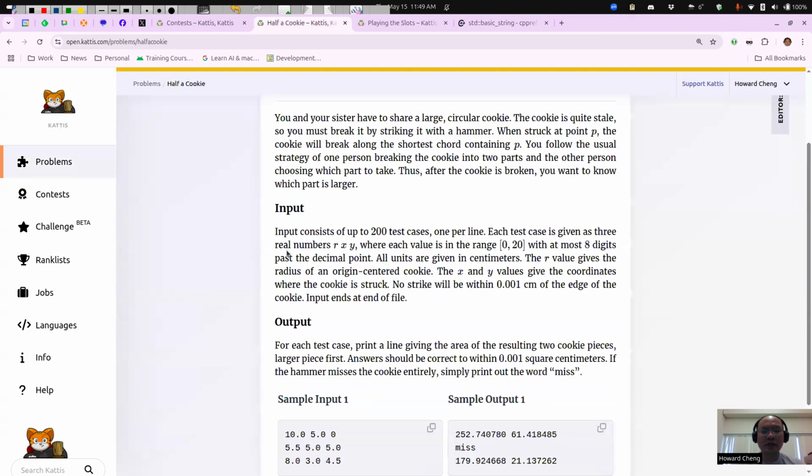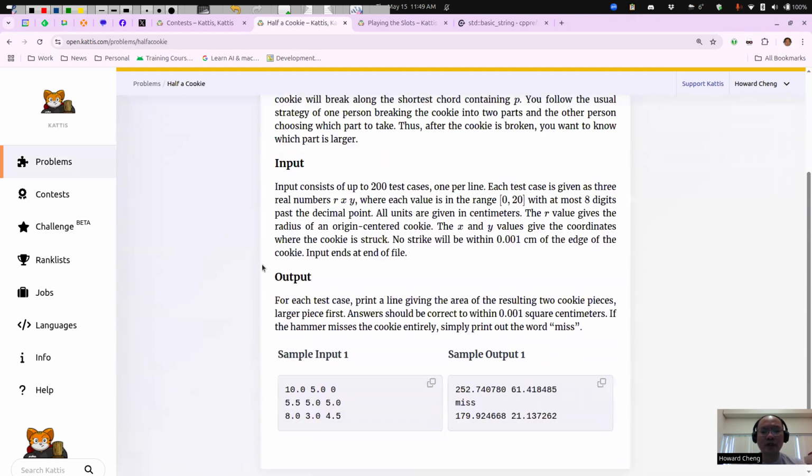Okay, next one. Now this time you cannot avoid floating point numbers because you're supposed to produce floating point numbers in your answer. And they will tell you that you're supposed to produce answers that are basically correct up to 3 decimal digits. The last decimal digit could be a little bit off. Okay.